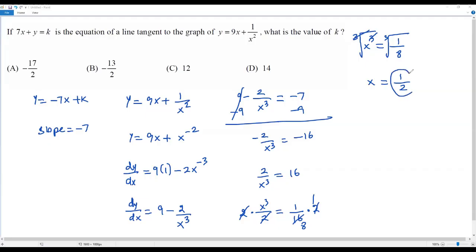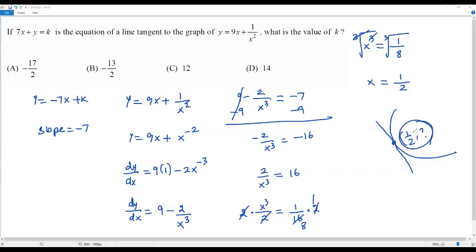Actually, this 1 over 2 is the x value at the point of tangency. For example, let me draw the curve over here. And so here we have the tangent line. Tangent line means a line which touches a curve at a particular point. At this particular point, the x coordinate is 1 over 2. And what is the y coordinate? That we have to find.